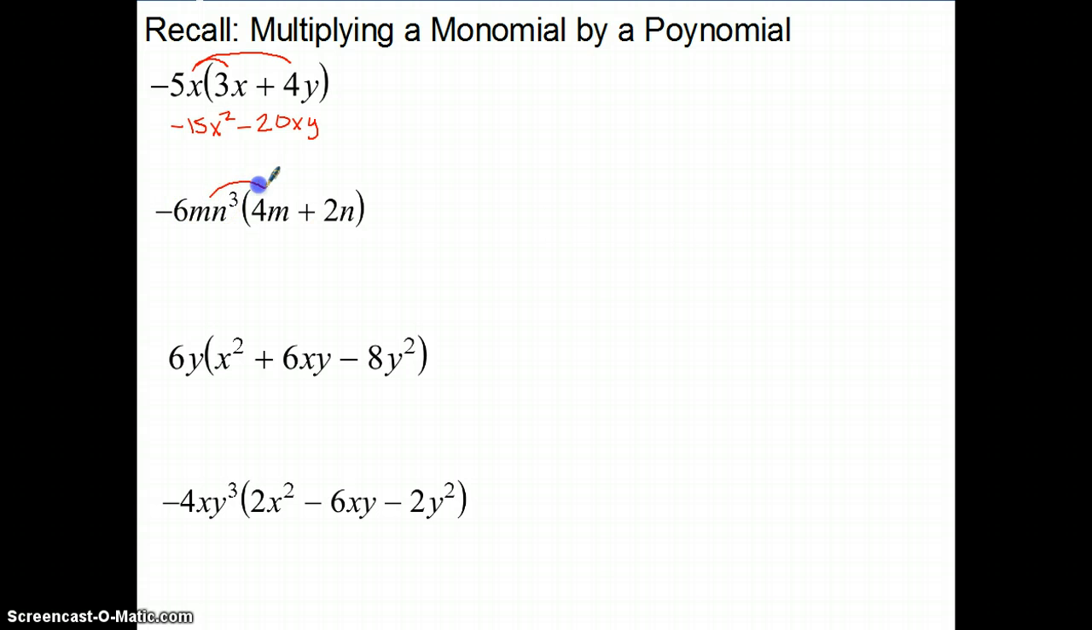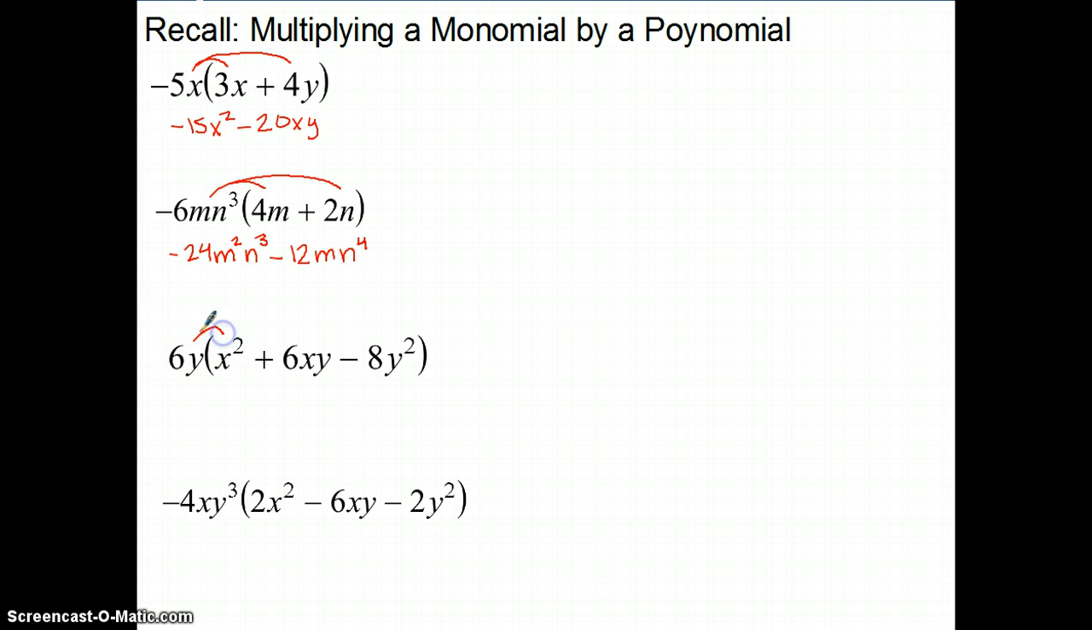Below, I distribute my negative 6mn to the third. Negative 6 times my first term of 4n gives me negative 24. M times m gives me m to the second power, and n to the third does not combine with anything, so it stays n to the third. Distributing to the 2n, negative 6 times 2 is negative 12. I still have m to the first, but my n is now raised to the fourth power.